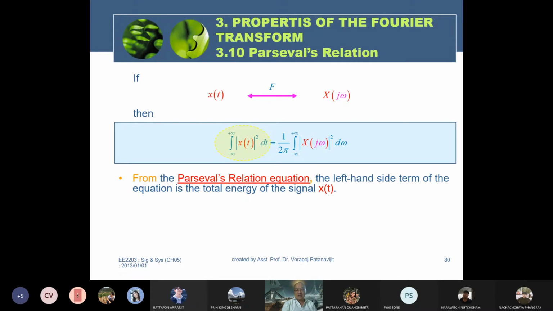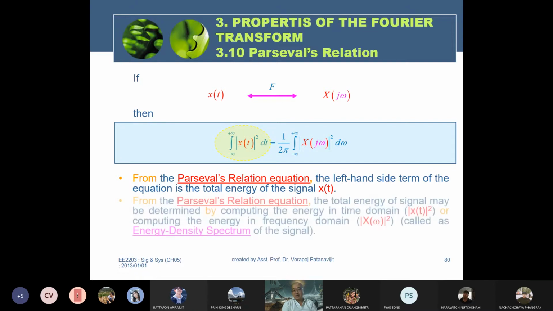For the Parseval relation equation, the left-hand side is the total energy of the signal x(t). From the equation, the total energy of the signal may be determined by computing the energy in the time domain or the energy in the frequency domain. We call this the energy density spectrum.